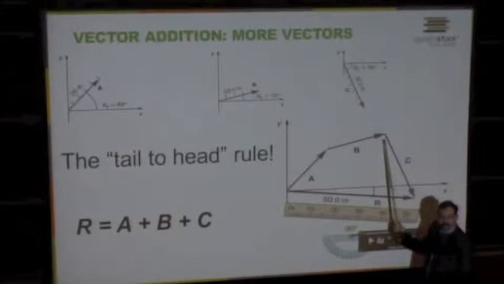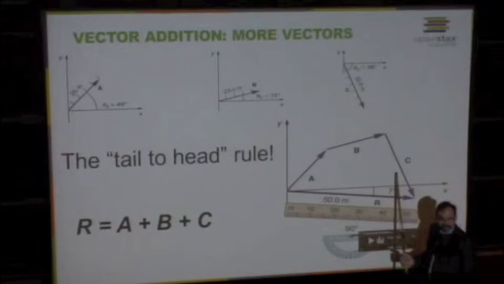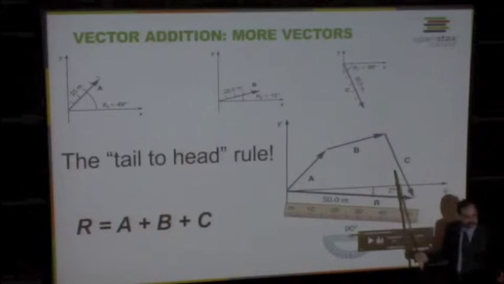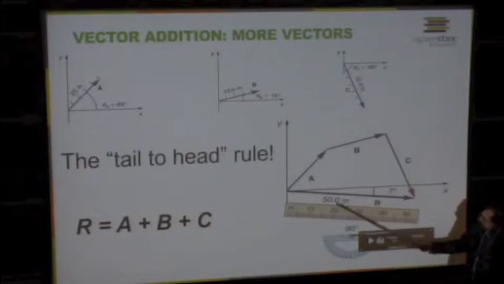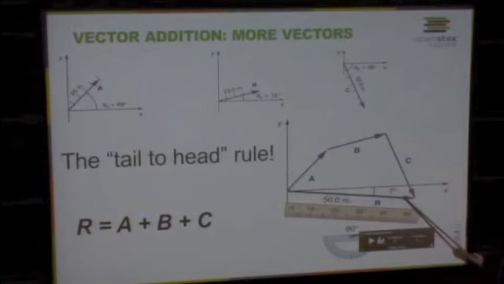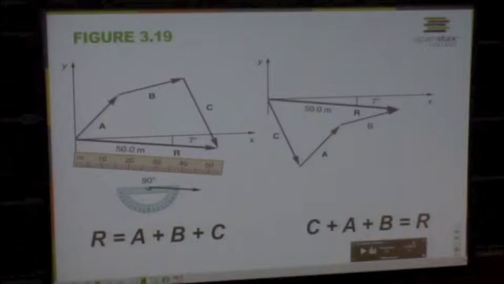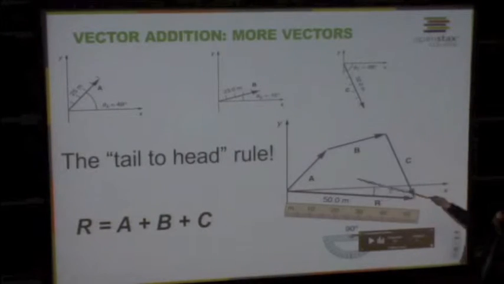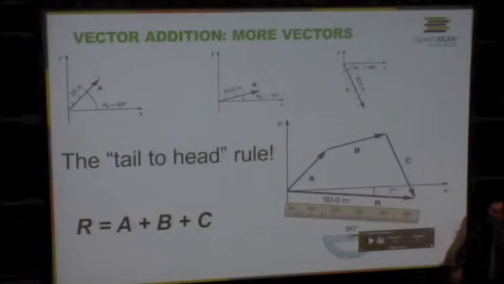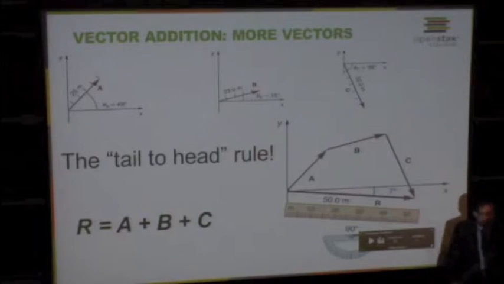and then we can apply the tail to head rule to add the third vector, and if we need the fourth, the fifth. And then we can always draw the resultant. The order of addition doesn't matter. A plus b plus c, b plus a plus c, c plus b plus a, c plus a plus b. Anyway, same thing. If we want, we can measure its magnitude, and we can measure the angle.